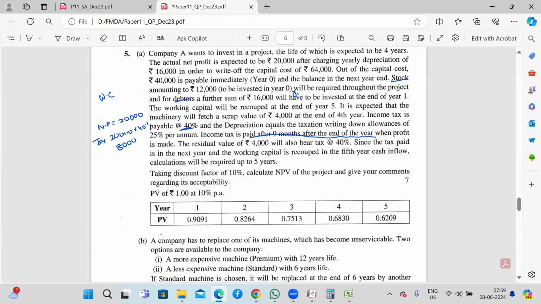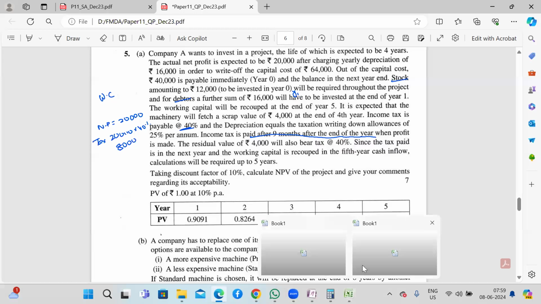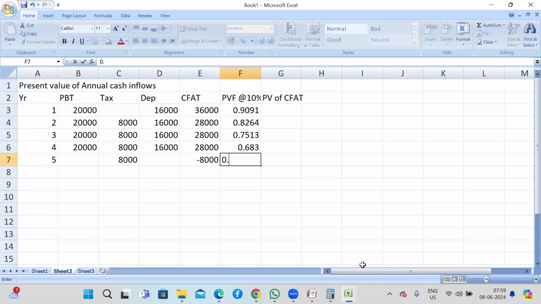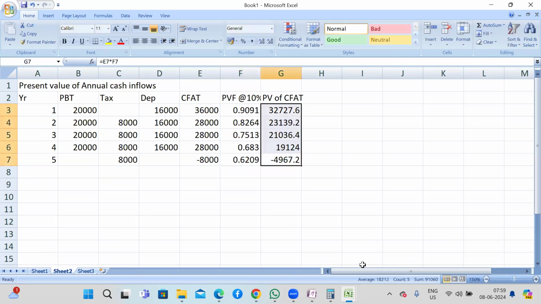6209. So I want to multiply these cash flows after tax with the present value factors. So I will be getting a total of 91,060.